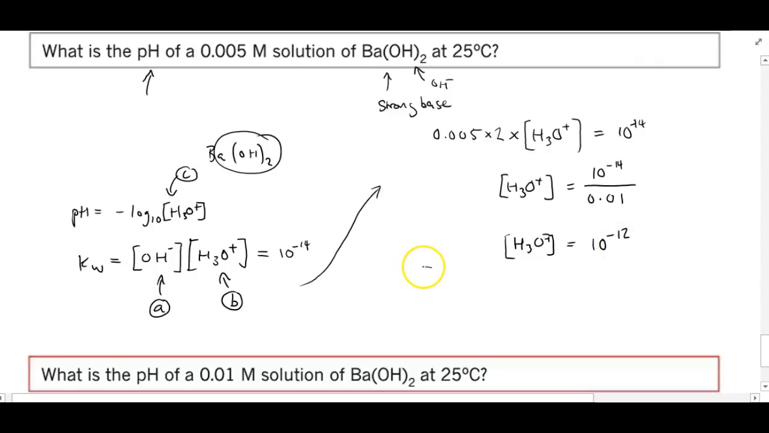So the last step is going to be doing the pH formula. So pH is equal to minus log 10 of 10 to the minus 12 in brackets. And that will get you the number 12.